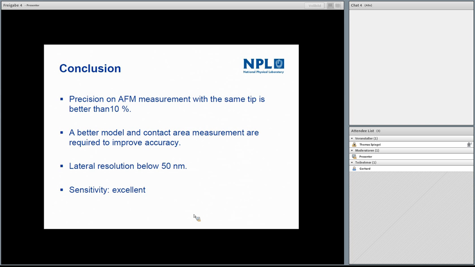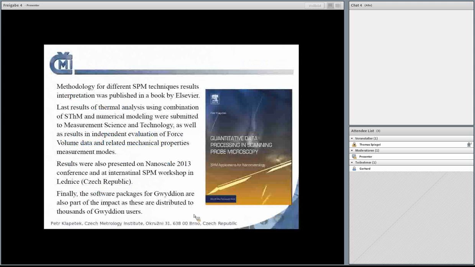And with this, I just want to promote this book, which is part of the project and was written by Petr Klapetek from CMI, and will tell you everything you need to know in terms of the simulation and the artifacts you may have in SPM. Thank you for your attention.